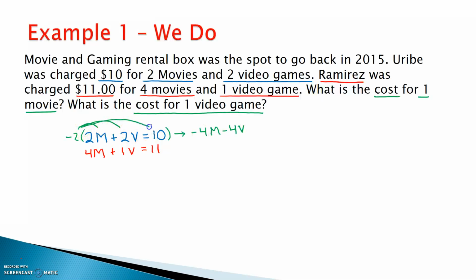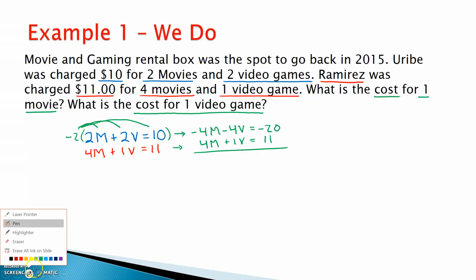Negative 2 all the way across is equal to negative 2 times 10, which is negative 20. Okay, the bottom one is going to stay exactly as it is because it's going to be a positive 4m, which we'll cancel in a second, positive 1v, and lastly, this is going to be 11. 11 stays the same. The reason I did that is so that when I actually go through, my negative 4m and 4m will cancel out.